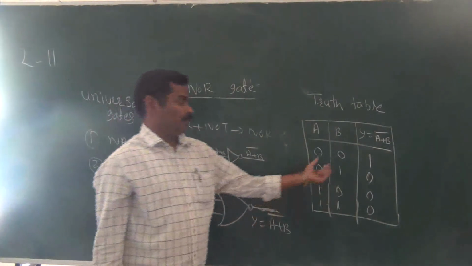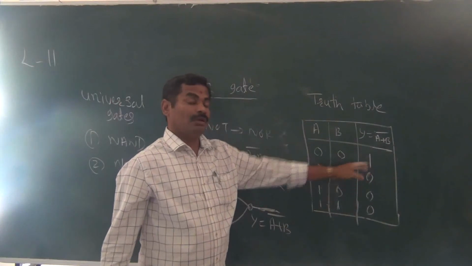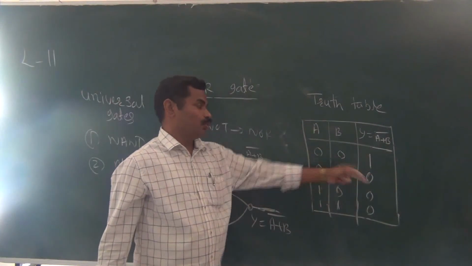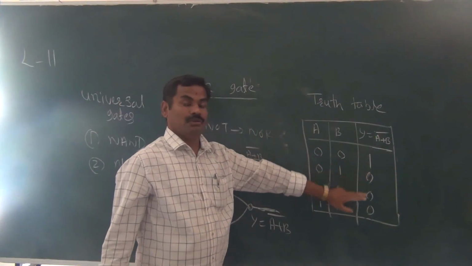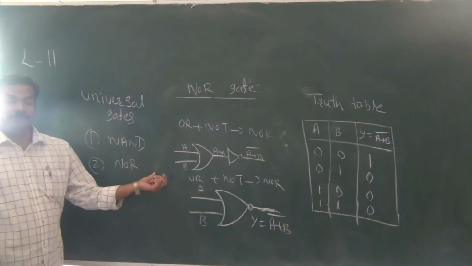Once again, in the NOR gate, if both inputs are 0 0, the output is 1. Or if both inputs are low, the output is high. The remaining times it is low or 0. This is the importance of your NOR gate.